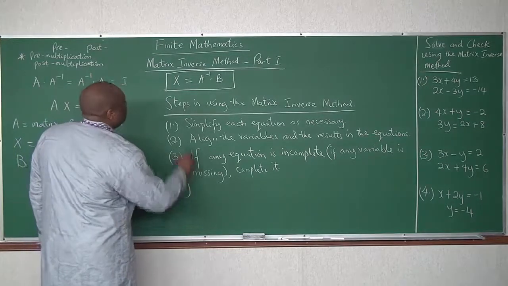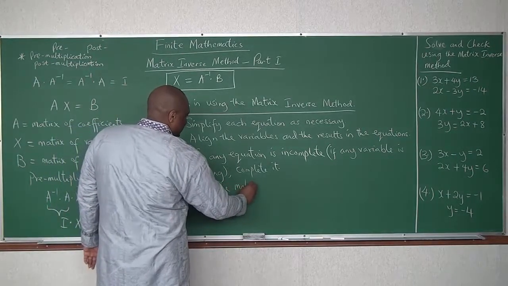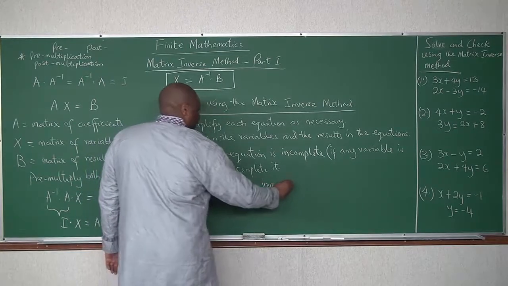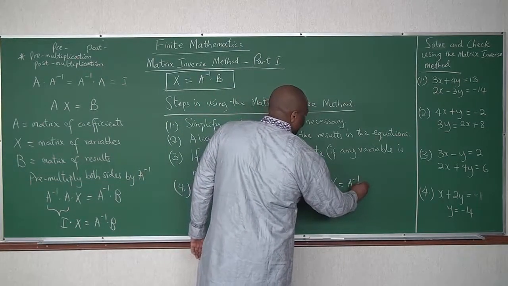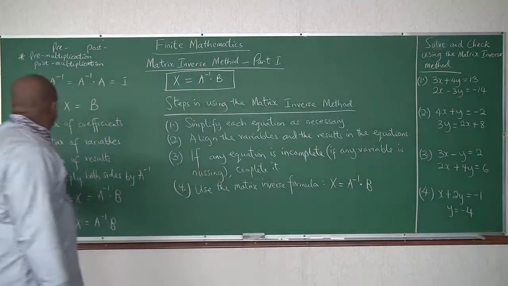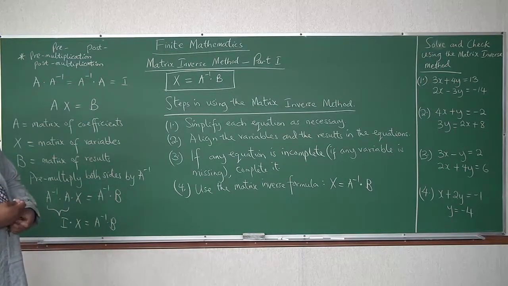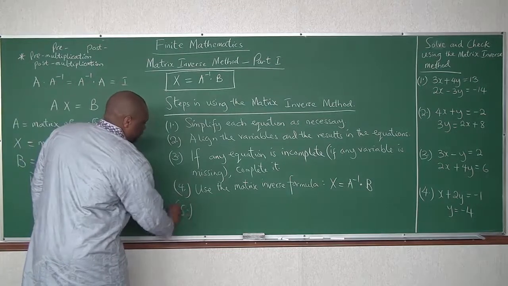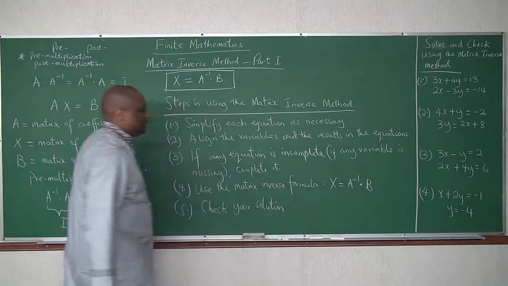Then step four, you now use the matrix inverse formula. And what is the formula? AX is equal to A inverse times B. Remember, our uppercase A is the matrix of coefficients, our uppercase X is the matrix of variables, and our uppercase B is the matrix of the results on the right hand side. Then step five, you can check your solution.